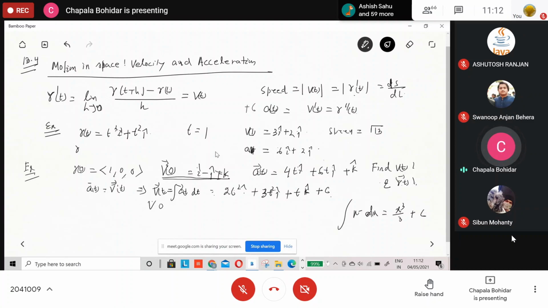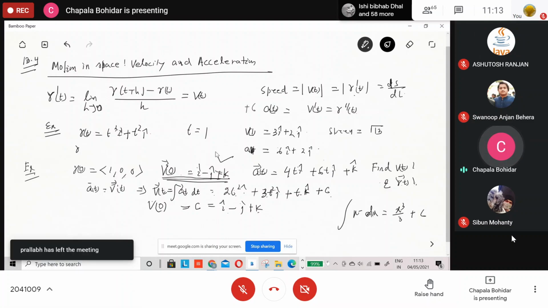Here v0 is the given initial velocity. It is at t value 0. So this is 0, this is 0, this is 0. We get c, that value is equal to i cap minus j cap plus k cap. We must get a vector quantity, but we have to find it from here. So we get the value of c is equal to i cap minus j cap plus k cap.